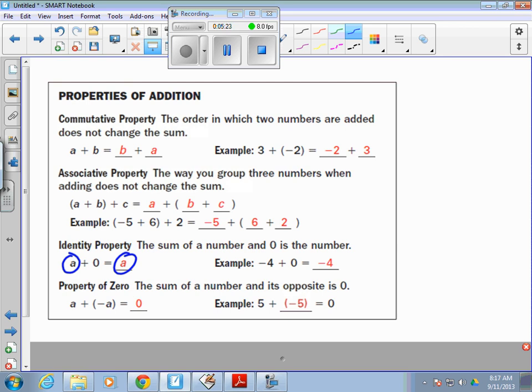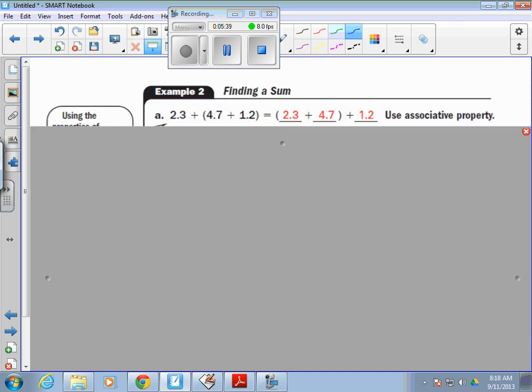So a plus negative a is 0, or 5 plus negative 5 equals 0. That's how you cancel numbers out. So don't get confused between the identity property and the property of 0. Identity property, it stays the same. The property of 0 makes it turn into 0.